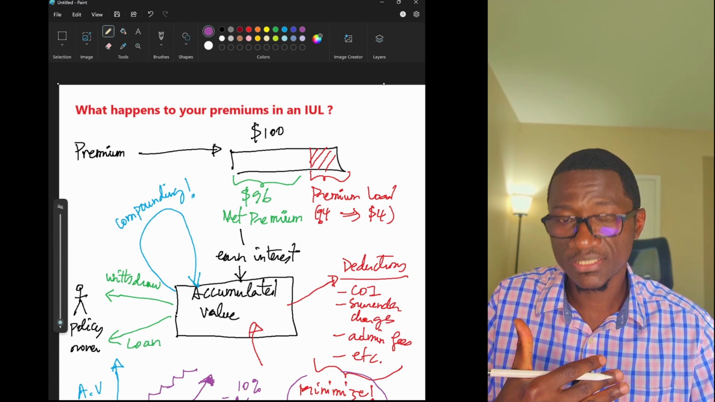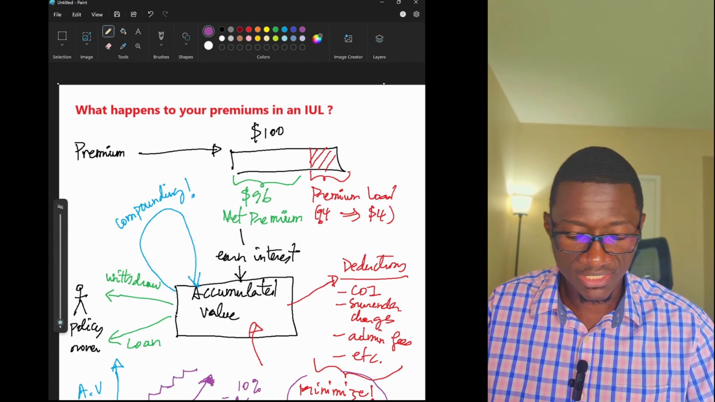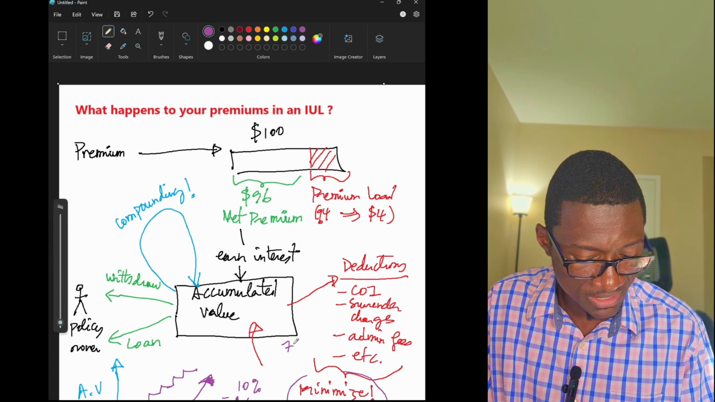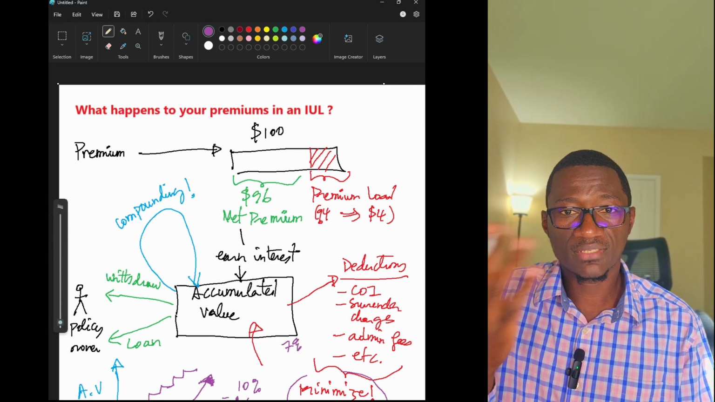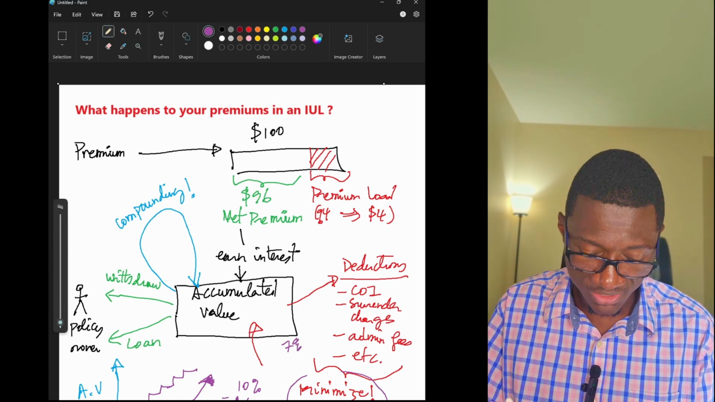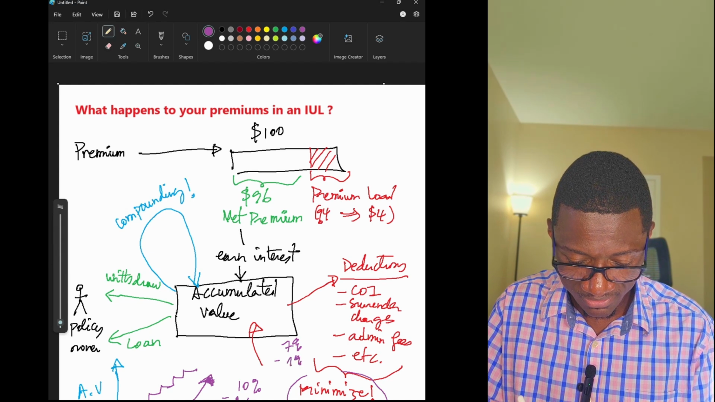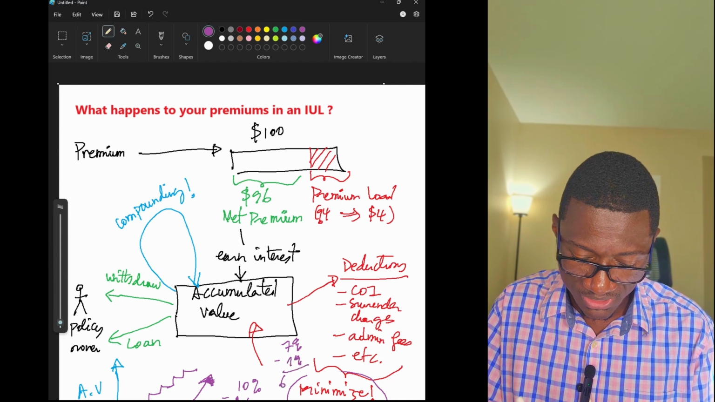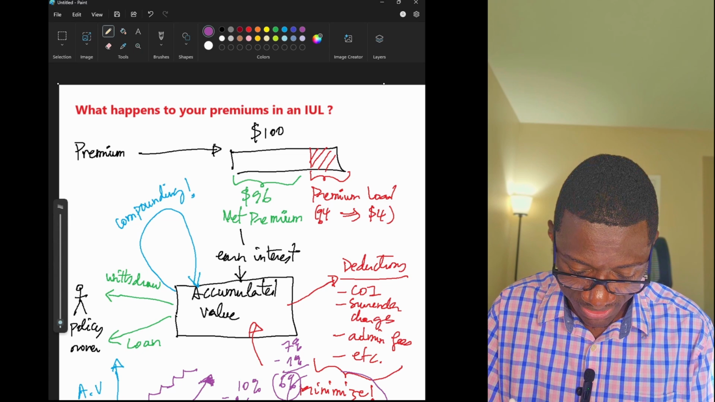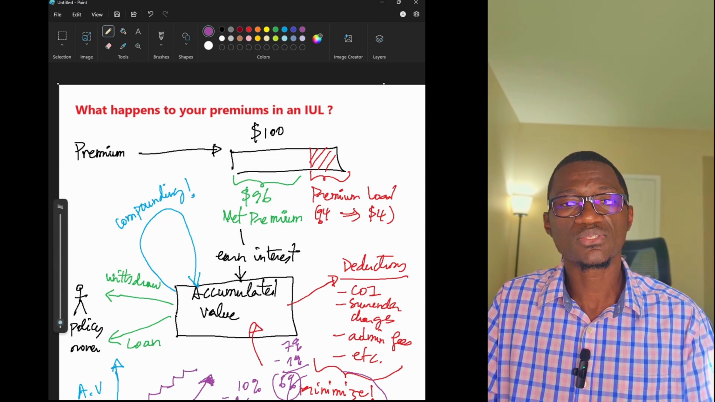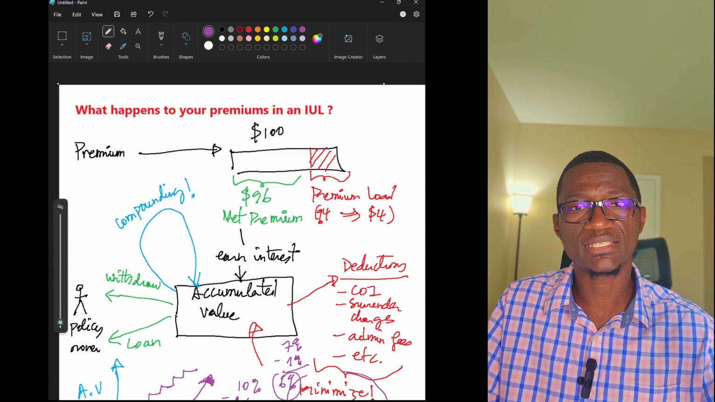But on the other side, if the policy is well designed, and let's say you just make 7%. If out of that 7%, you only pay fees of 1%, you see that you still make 6%, which is better than the 4%. So the success of a policy highly depends on the design.